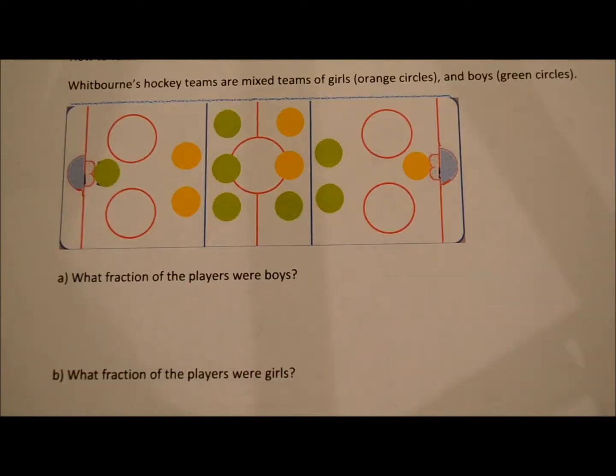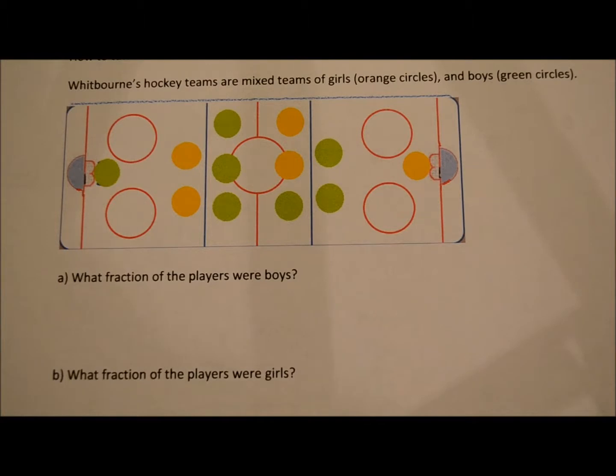Okay, so for our first fraction video, we're going to be talking about models and fractions and how to turn a model into a fraction. So I have a little hockey question here. Whitburn's hockey teams are mixed teams of girls, orange circles, and boys, the green circles. So the first question is, what fraction of the players were boys?